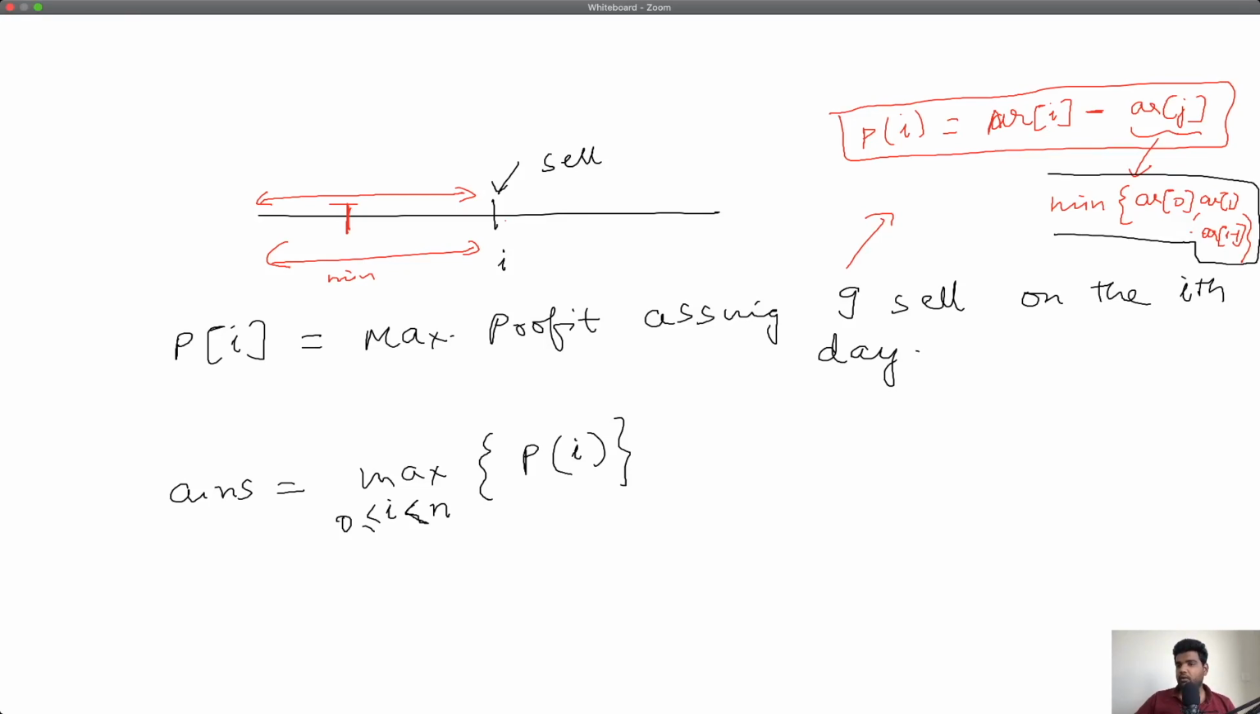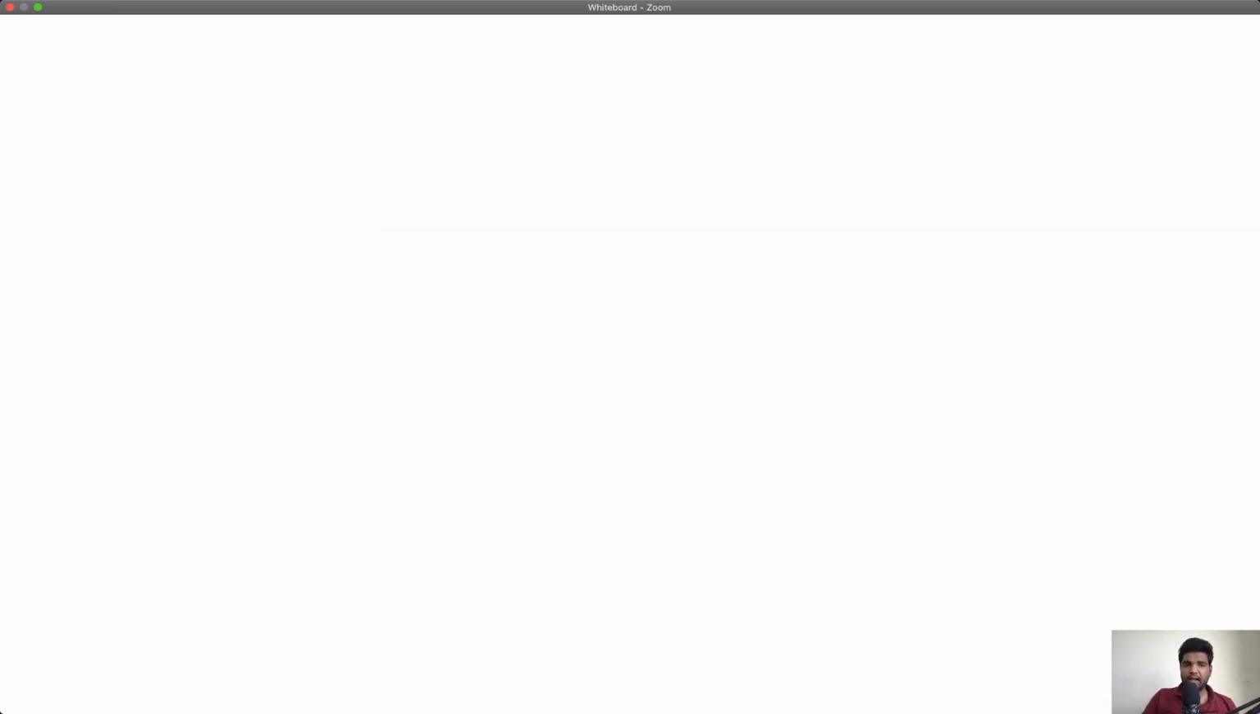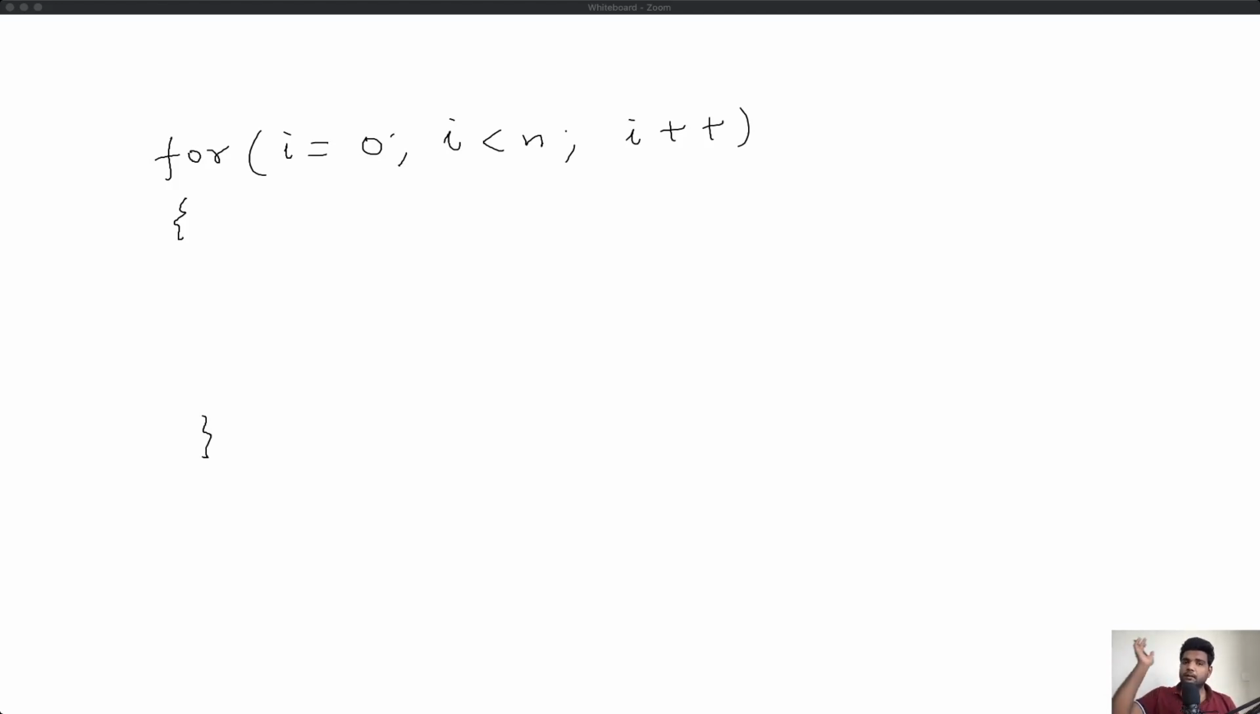So now clubbing these two ideas together, this part you already know how to compute, and you are now interested in computing this PI. So I can go ahead and start a loop for this PI. In this loop, I will compute the PI. PI is nothing but the max profit I can make assuming I sell on the ith day, and that is nothing but the price on that day minus the minimum of whatever I have seen so far. Right? So what will I do?